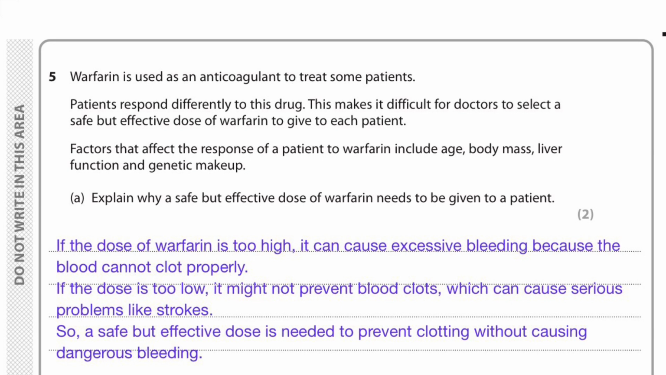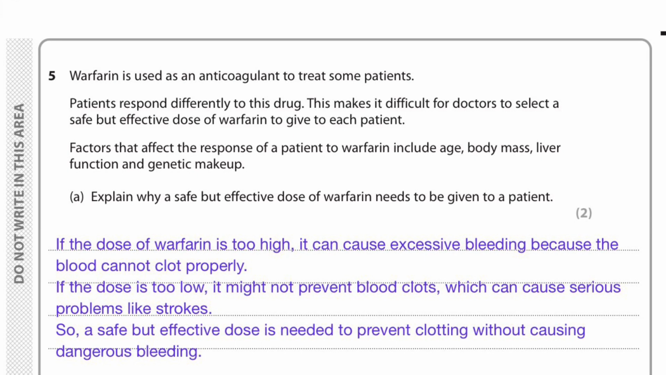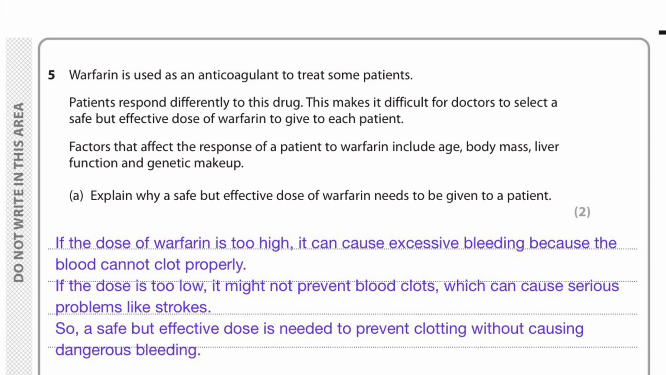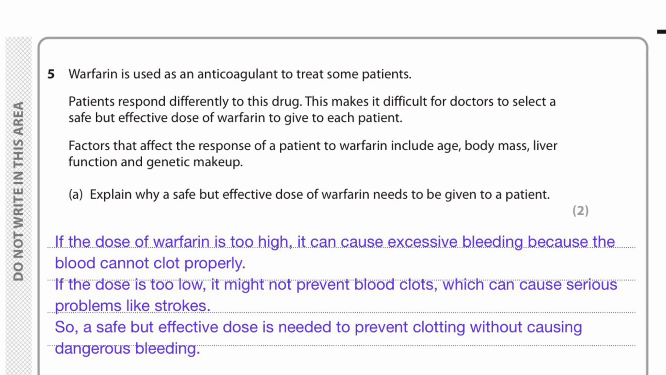Here they are explaining that Warfarin dosing is complicated because people's bodies and genes affect how they react to the medicine. Some people might process Warfarin faster, slower, or need a different amount for it to work safely. They say, explain why a safe but effective dose of Warfarin needs to be given to a patient. This part is asking why it's so important to carefully balance the dose, not too much and not too little.